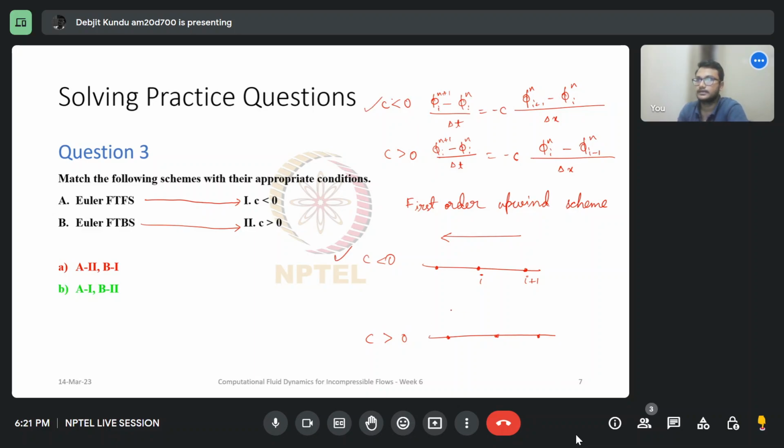And if C greater than 0, that means the flow is from left to right. And with respect to the ith point, we will pick an upwind point, which is at I minus 1. And this corresponds to the second case, where we use the FTBS scheme.